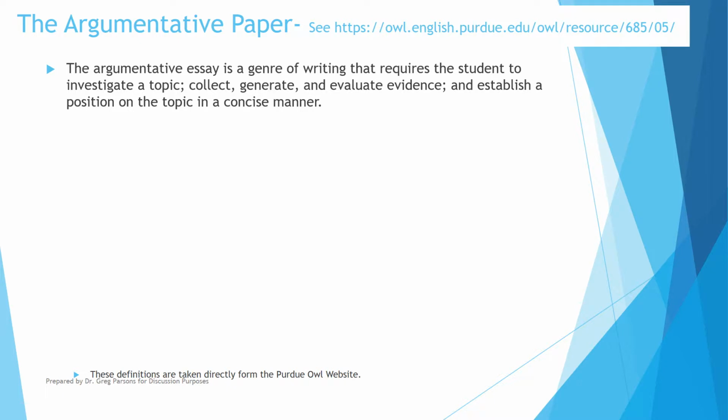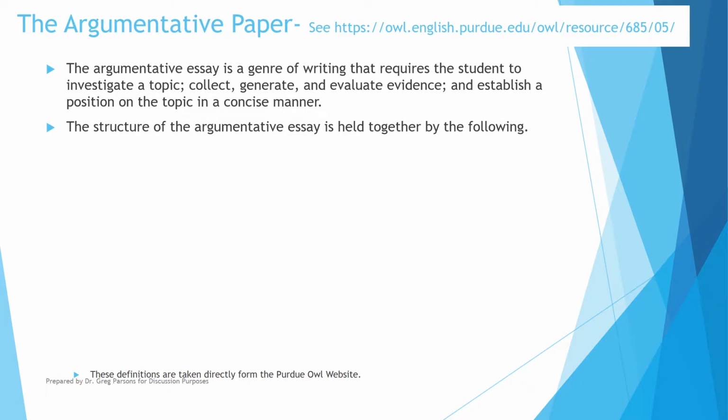Now, if you don't want to take my word for it, you could go to the Purdue OWL online writing lab and see what they say about it. So, an argumentative essay is a genre of writing that requires a student to investigate a topic, collect, generate, and evaluate evidence, and establish a position on the topic in a concise manner. That would be our thesis statement.